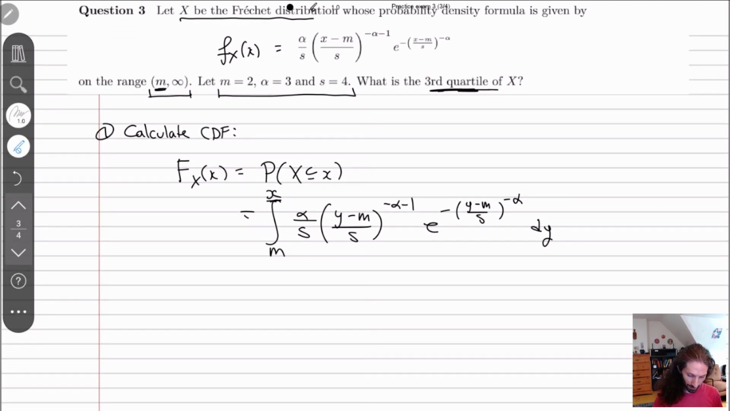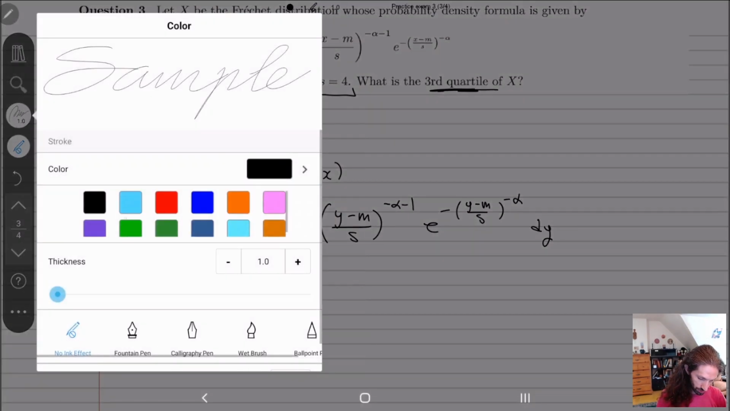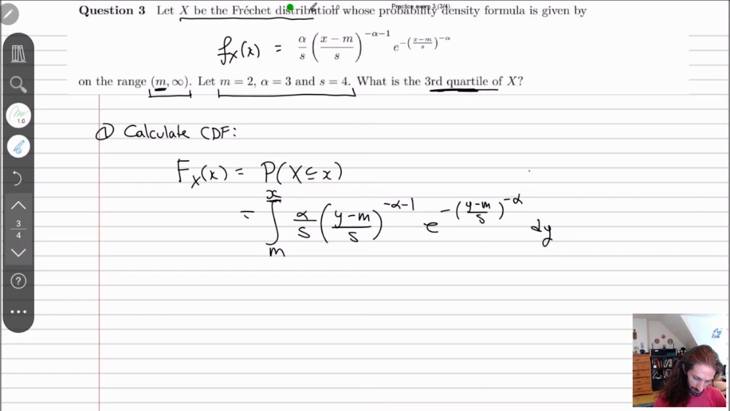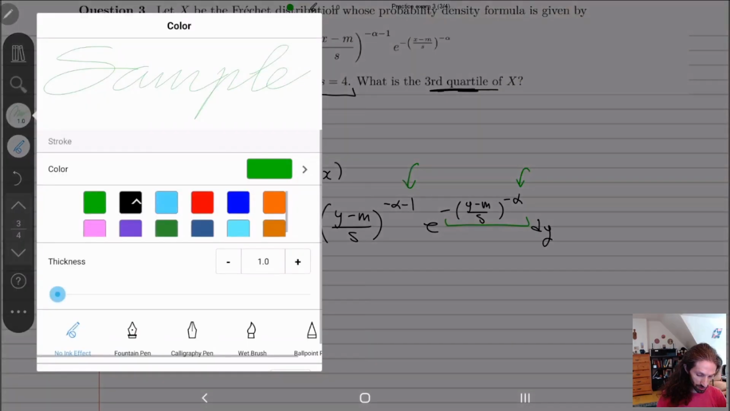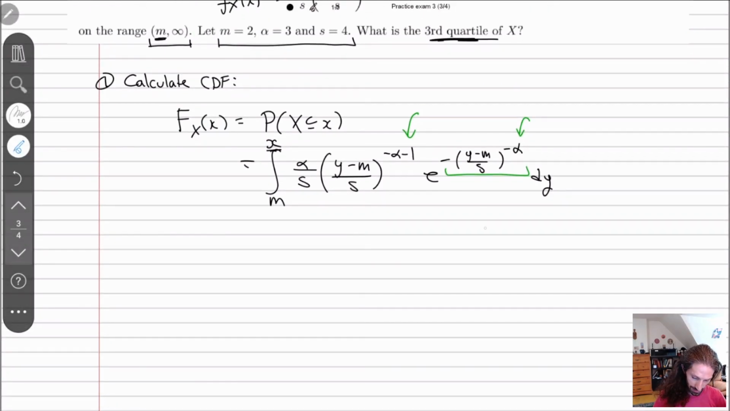From here, I might be like, oh, this is nasty, right? Looking at this, it's a variable in y, and there's a lot of stuff happening. But the hint that I should probably be using substitution is that I have minus alpha here, and then minus alpha minus 1. It feels like a derivative of this part up here. So I'm just going to naively let z be equal to this: z equals e to the minus (y minus m over s) to the minus alpha.